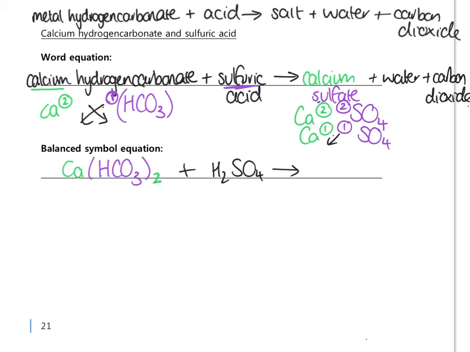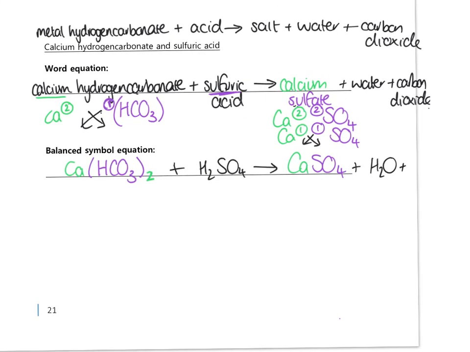Then when we swap and drop those, we're going to end up ignoring our 1s, so it's just CaSO4. Don't need brackets this time because I didn't swap a number down. And then finally, we have plus water, plus, make this a tiny bit smaller, plus our carbon dioxide.